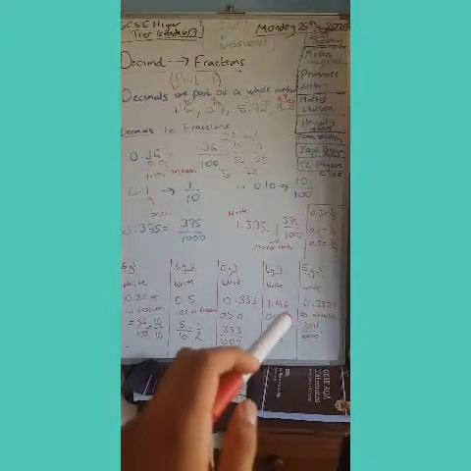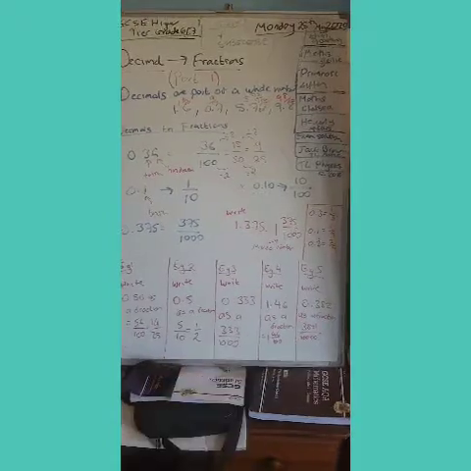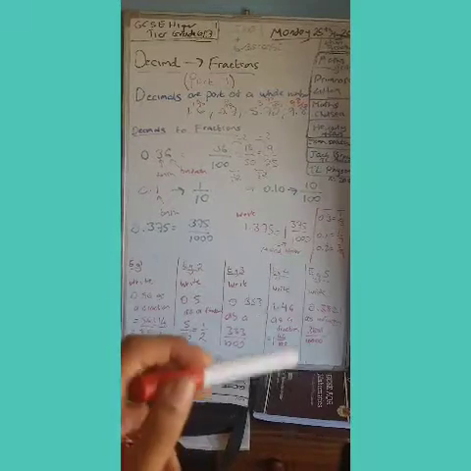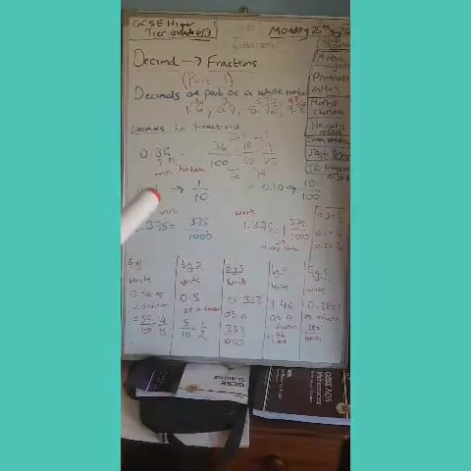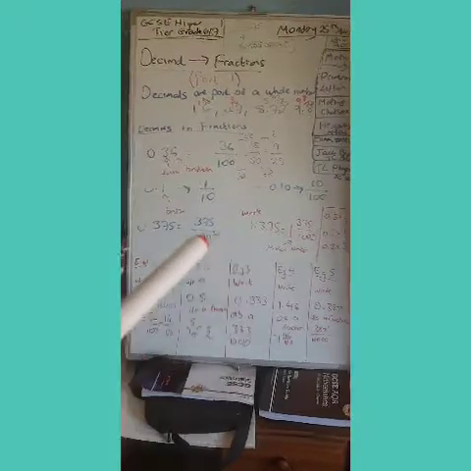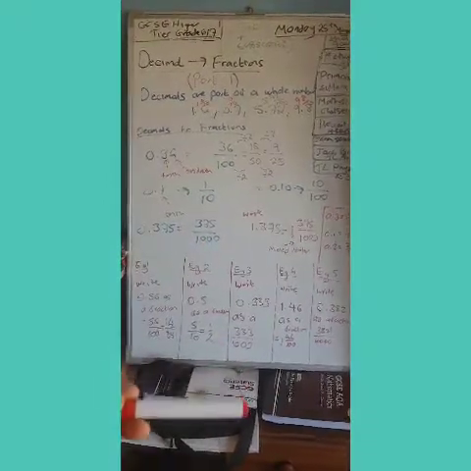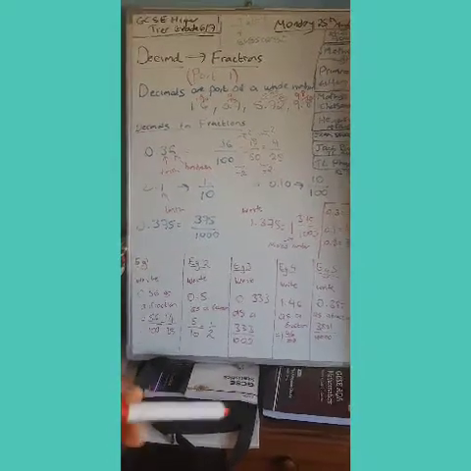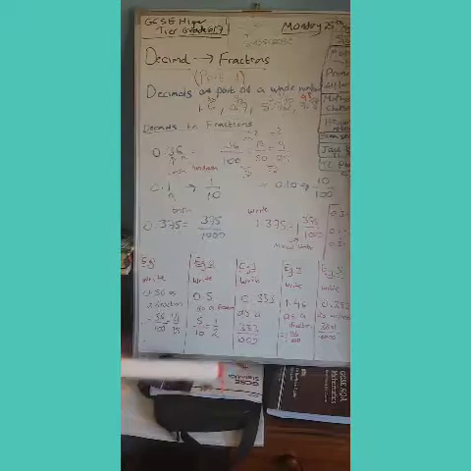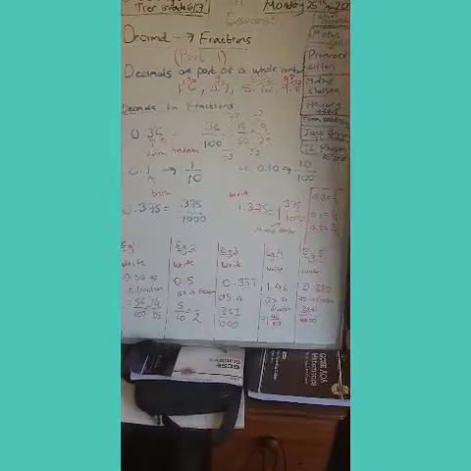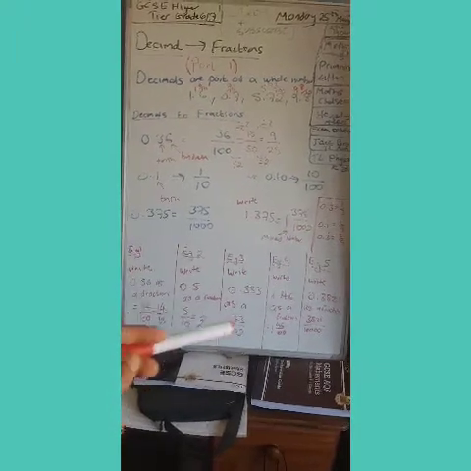Then finally, 0.3821 as a fraction, 3,821 divided by 10,000, because it's the last place I'm looking at. Remember, if it's 1 decimal place it's out of 10, if it's 2, out of 100, if it's 3, out of 1,000. If it's 4 decimal places, it'll be out of 10,000. 5 decimal places, it'll be out of 100,000, and so on. So that's how I do that.